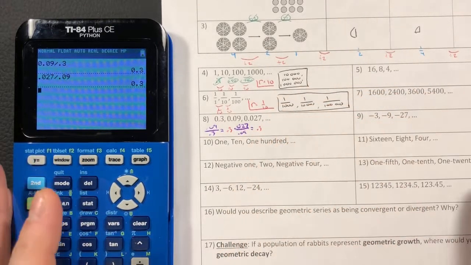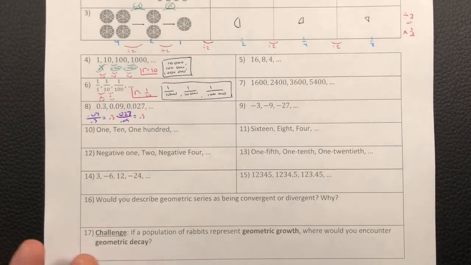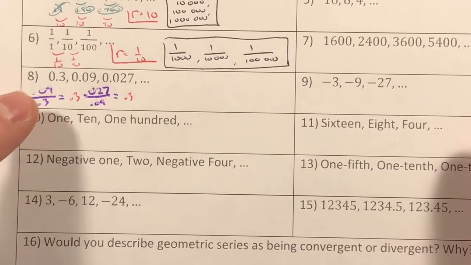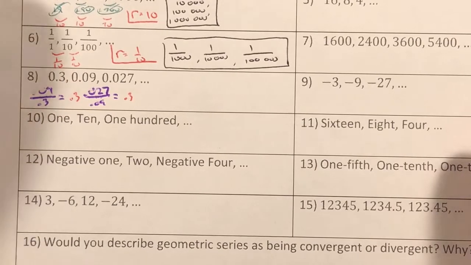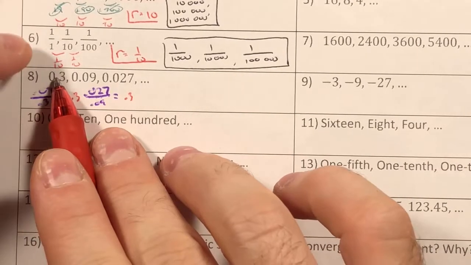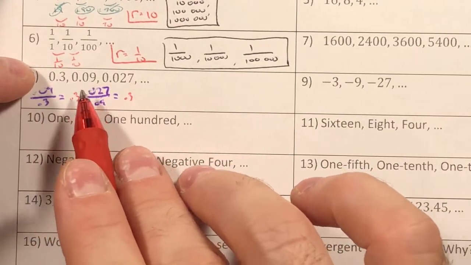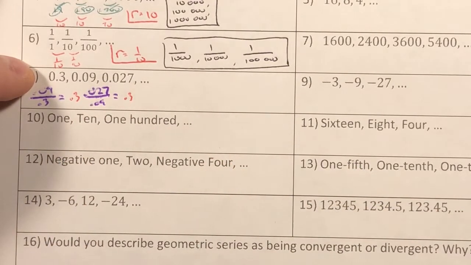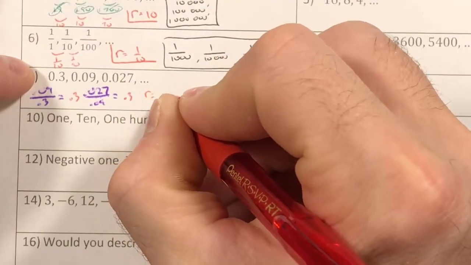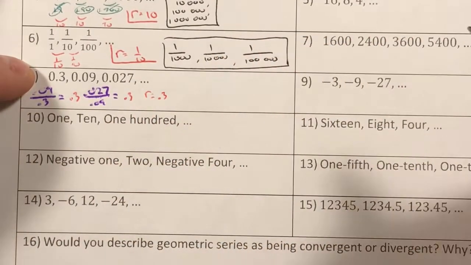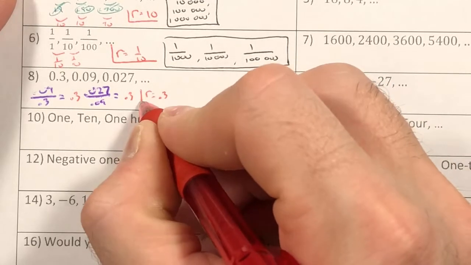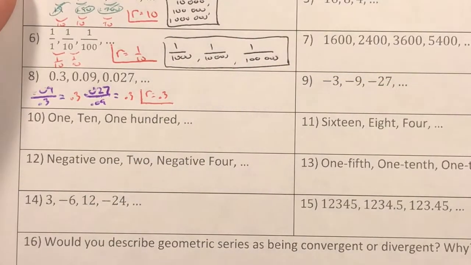Okay? And what this means is it's a quick and easy way to figure out the rate of change by taking each term and dividing it by the term before. In essence, 0.3 times what gives me 0.09? 0.3 times 0.3. There we go. So my rate is equal to 0.3. Now what we can do with that information is move on to the next few terms.